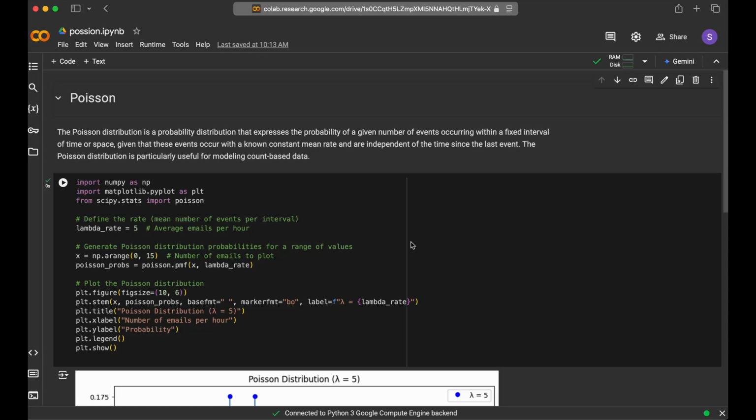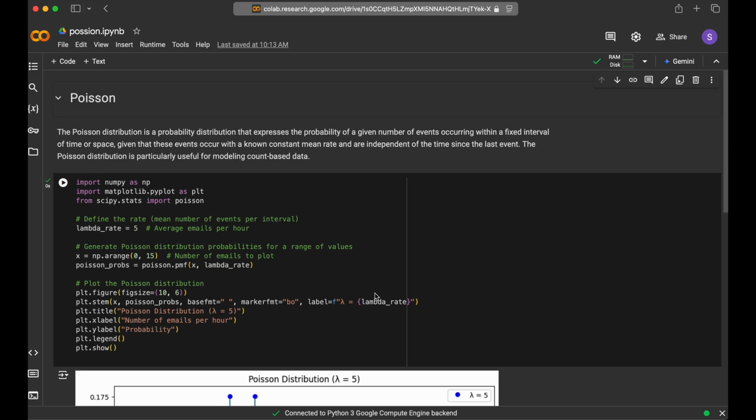Distribution. Why do we use them? The Poisson distribution is a probability distribution that expresses the probability of a given number of events occurring within a fixed interval of time, given that these events occur at a known constant mean rate, independent of the time since the last event. The Poisson distribution is particularly used to model count-based data. We use it to model the probability of observing a certain number of events in a fixed interval of time.